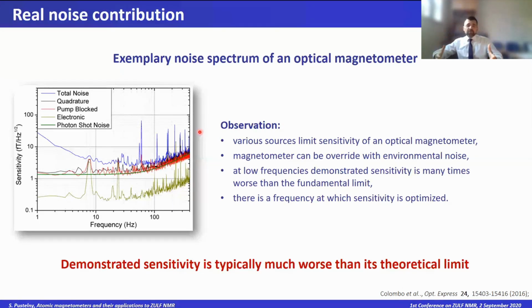Then you have motion of air that affects the system. You have vibrations, you have electronics, and so on and so forth. So you have many effects that actually affect your sensitivity. So your fundamental sensitivity is at some level, but typically the real sensitivity that you're observing in a system is significantly larger in this area.